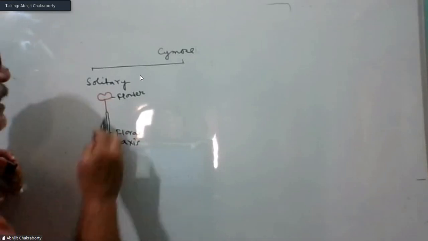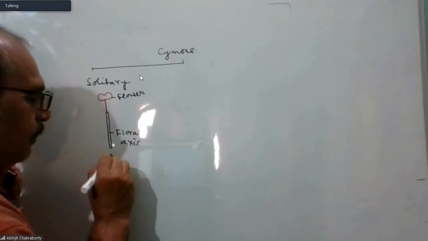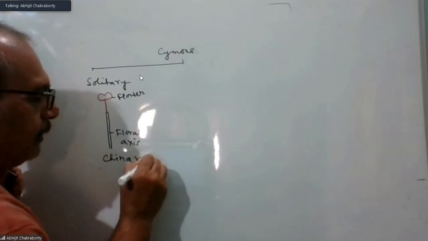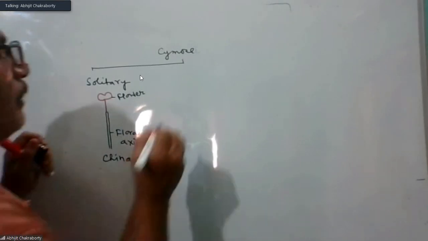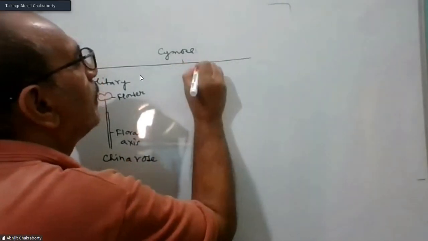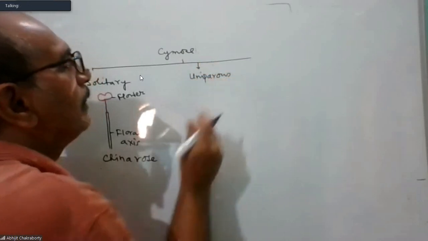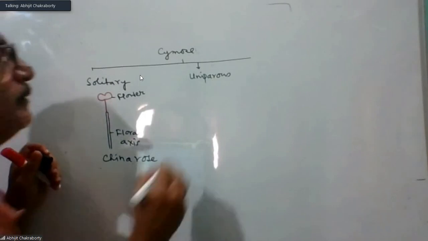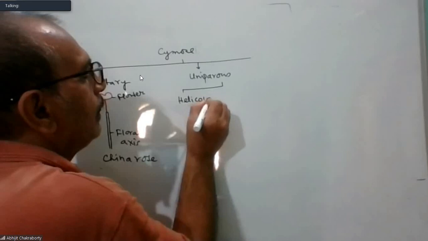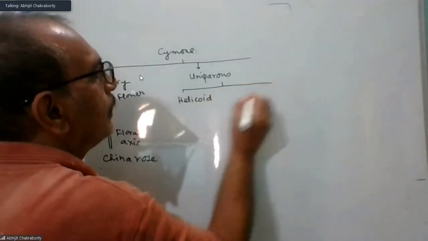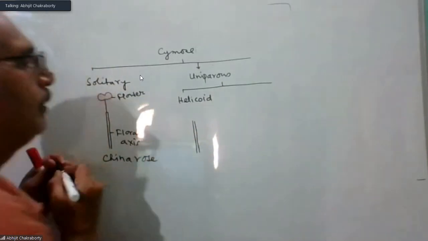Now, solitary. In the case of solitary, the floral axis bears a single flower. A good example is China rose. Everyone knows what China rose is. Then comes the uniparous type, which means here flowers are borne on one side. These are of two types. Helicoid was the first. Look here.